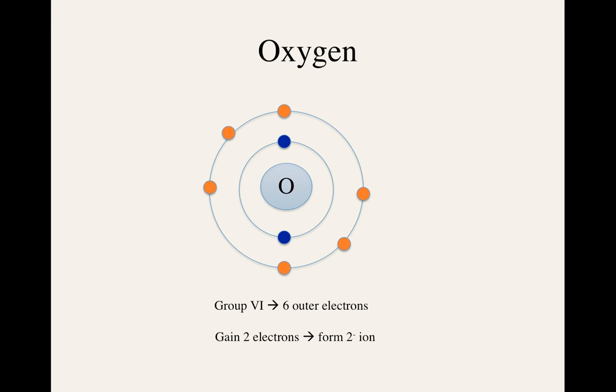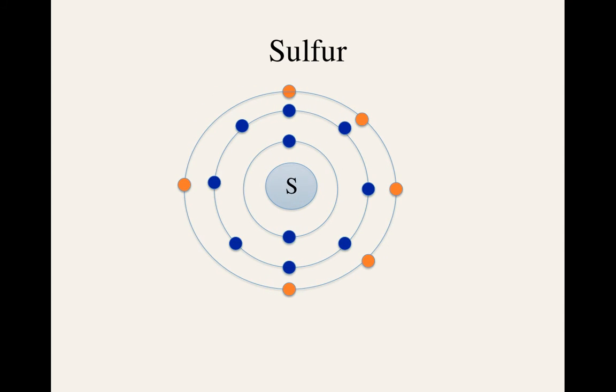Right below oxygen is sulfur. So it's going to look a lot like this. It doesn't matter where we put the gaps in the outer shell as long as they're in the outer shell. And it goes 2, 8, and then 6. Notice group 6, 6 outer electrons. But if you know the group number, you know how many outer electrons there are. And again, just like oxygen, 6 outer electrons, wants to gain 2, become a 2- ion.